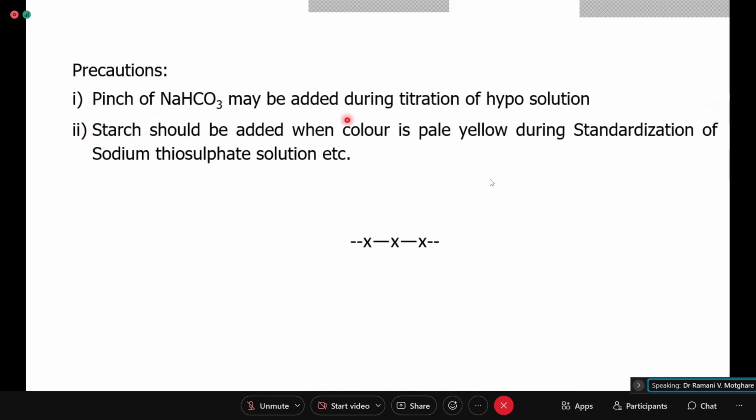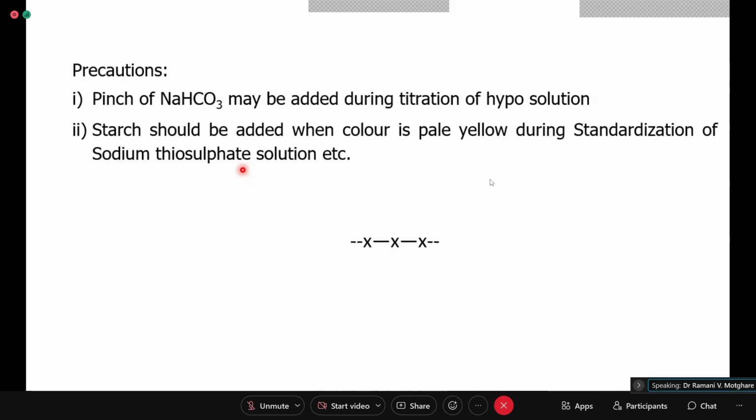Then starch should be added when the color is pale yellow during standardization of sodium thiosulfate solution. You see, when you are doing standardization of sodium thiosulfate, you are using 10 ml of potassium dichromate. So you get a very intense, very large liberation of iodine, and there the color is dark brown.